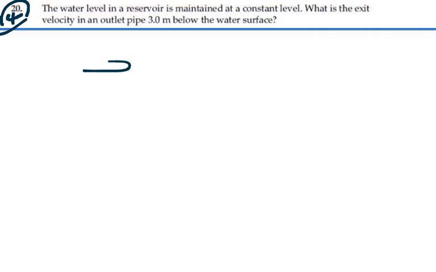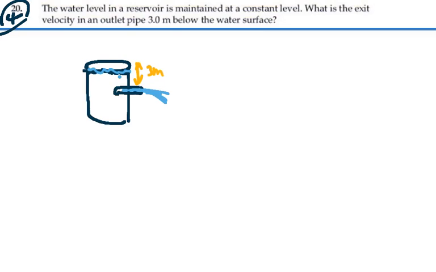Alright, so we have some kind of reservoir, and there's an outlet pipe from this reservoir, and so we have water level inside, and out of this pipe comes some water, and this pipe is 3 meters below the surface of the water.